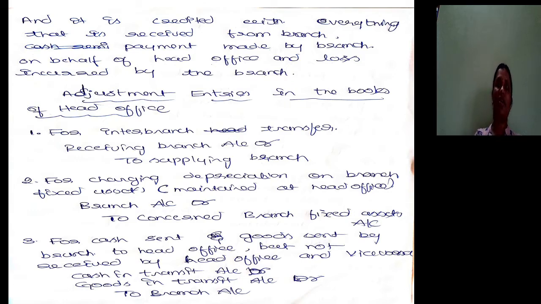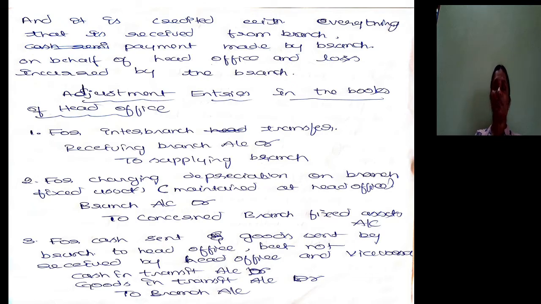So that's why the head office account in the books of branch and the branch account in the books of head office show the same balance, but opposite in nature. If it shows a debit balance there, here it shows credit. If that shows a credit balance there, here it shows debit. Now we will first concentrate on adjustment entries, for what and all we need to pass adjustment entries.